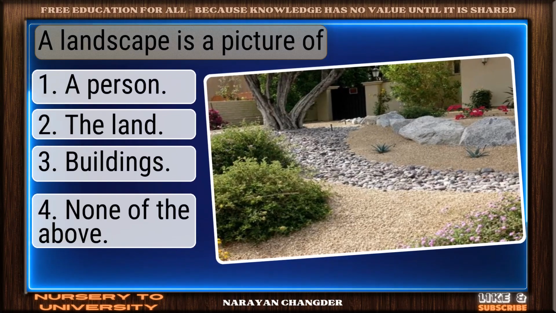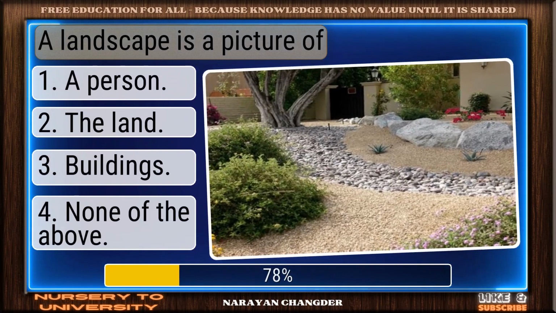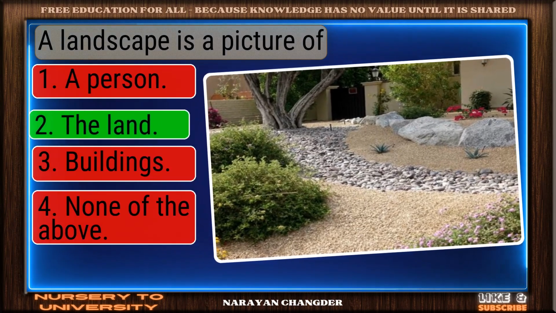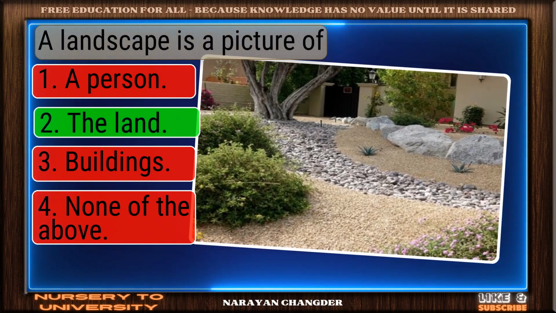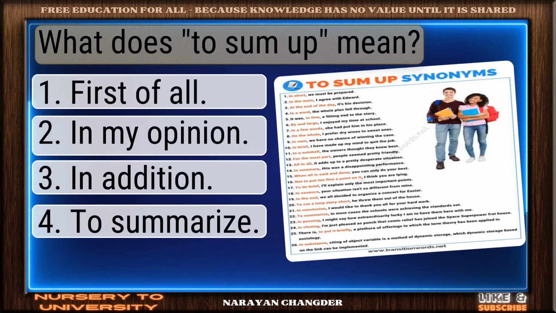A landscape is a picture of. Strong choice. The land is the right answer. What does to sum up mean?